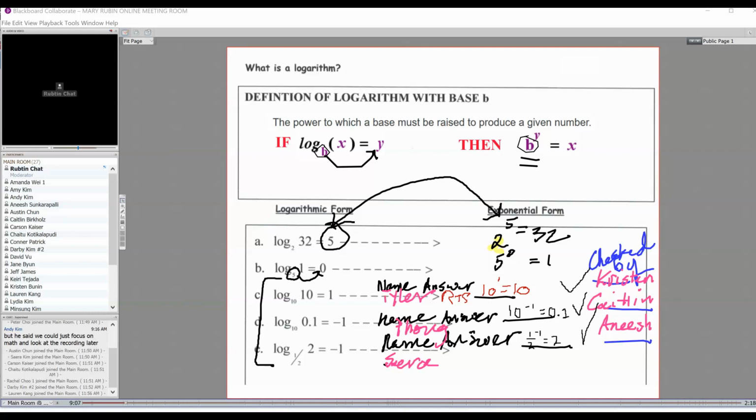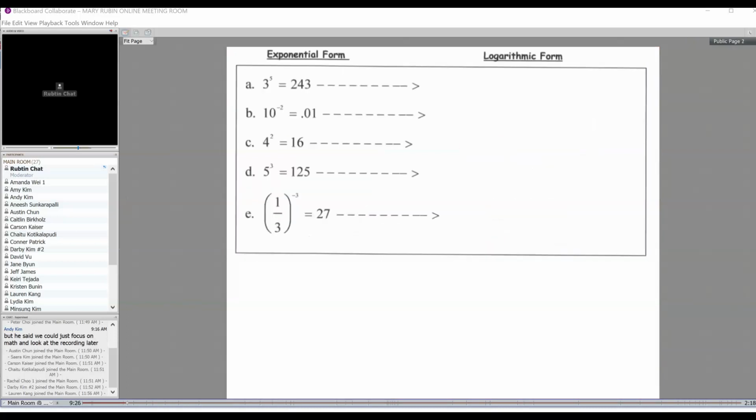Okay, cool. These are looking good. And they actually make sense, right? 10 to the first power is 10. 10 to the negative 1 is 0.1, or 1 over 10. And then 1/2 to the negative 1 flips 2 into the top. Okay, so let's go backwards and see what's happening the other direction.